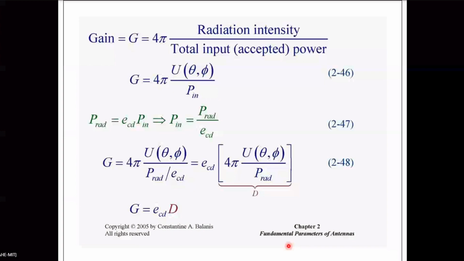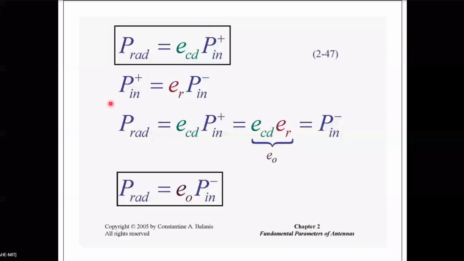So P rad is ECD into P in plus. P in plus is the input power after reflection. What is P in plus? ER into P in minus. This is before reflection. P in minus is input power before reflection, and P in plus is input power after reflection. So P rad is ECD into P in plus, which is ECD into ER into P in minus.